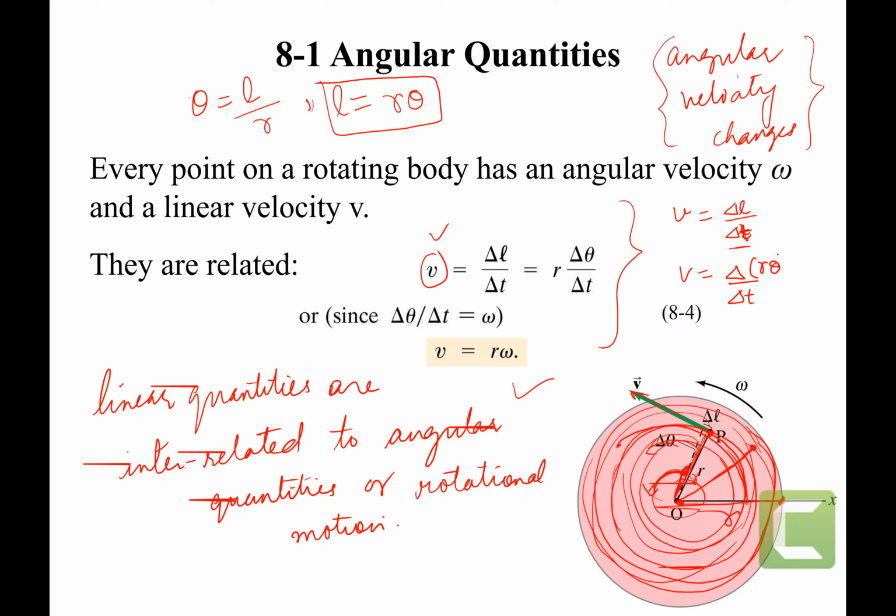So R stays the same for that particular radius. If I'm talking about the rim, the R doesn't change, but the velocity changes because it's moving. So there should be a change in velocity, or there is an acceleration, because the velocity is changing. R is constant, so I'll take it out. Therefore, I get delta theta over delta t inside.